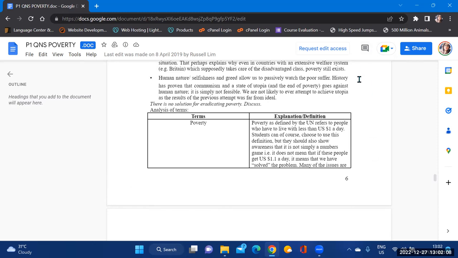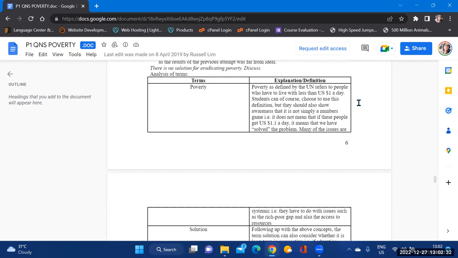Human nature, selfishness, and greed allow us to passively watch the poor suffer. History has proven that communism and a state of utopia, like the end of poverty, go against human nature. It is simply not feasible. We are not likely to ever attempt to achieve utopia, as previous attempts were far from ideal. There is no solution for eradicating poverty, discuss.